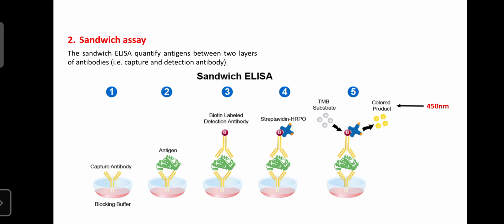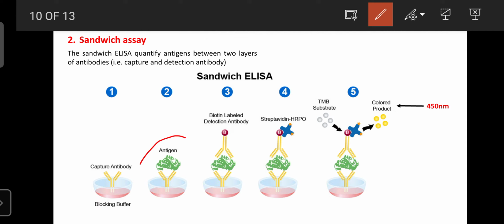Simply, our targeting molecule can be sandwiched between two layers of antibodies. One antibody is the capture antibody, which binds the targeted molecule. This capture antibody or blocking buffer can mix with the patient serum, which contains the targeting molecule or antigens. Then we add the biotin labeled antibody, which is what we want to detect.